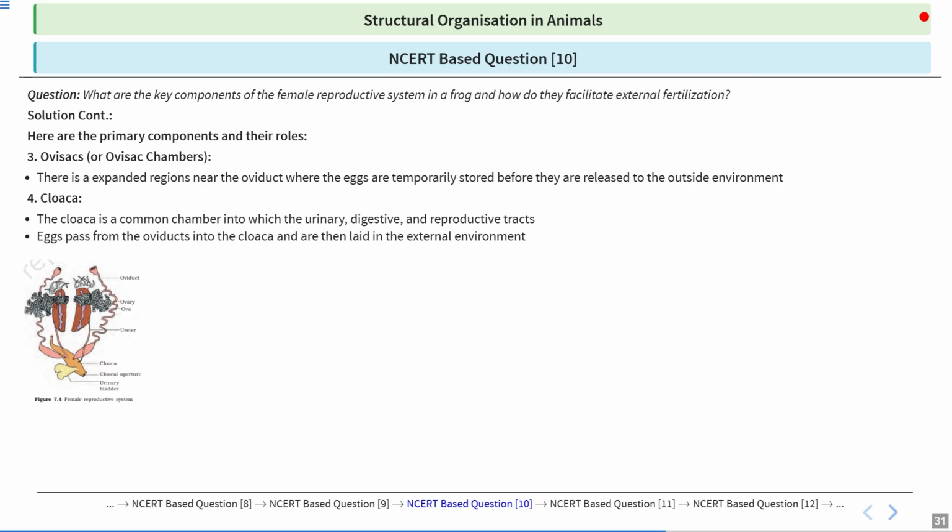So now you understand why this oviduct and these ovisac chambers are important, because the jelly-like substances are added to this egg, right? If they passed through this ureter, they would have to pass through that urine. And in that case, the eggs may get damaged. So that is why they are having a different passage through the oviduct, through these ovisac chambers, and later on they are released into the cloaca, and from the cloaca they pass out to the external environment through this cloacal aperture.